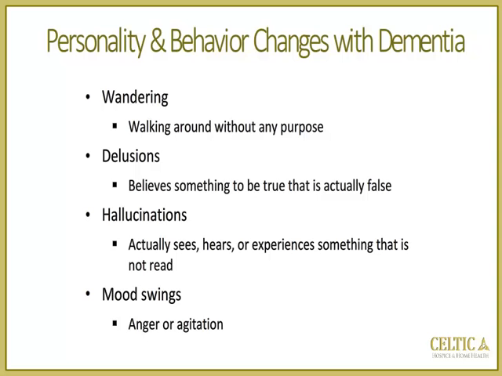You'll often see some personality and behavior changes with patients with dementia. You'll see wandering, walking around without any purpose. Delusions: they believe something to be true that is actually false. They may have hallucinations: they actually see, hear, or experience something that is not there. Or mood swings. Anger or agitation are the most common.